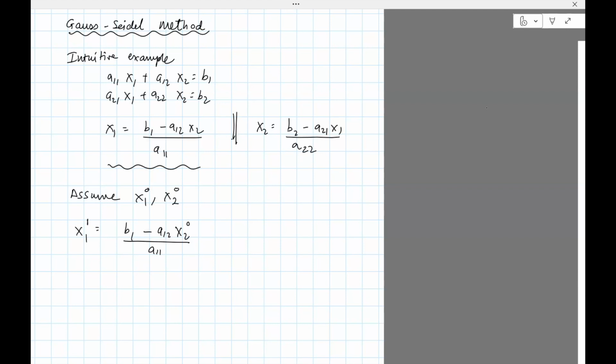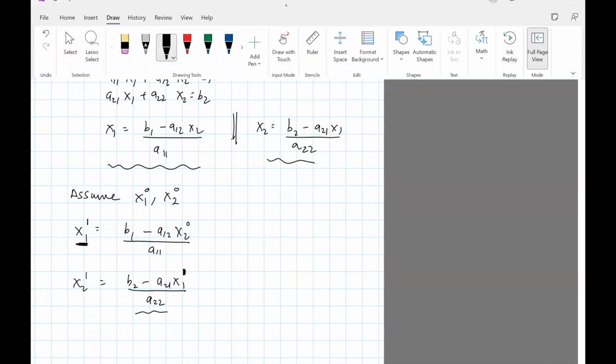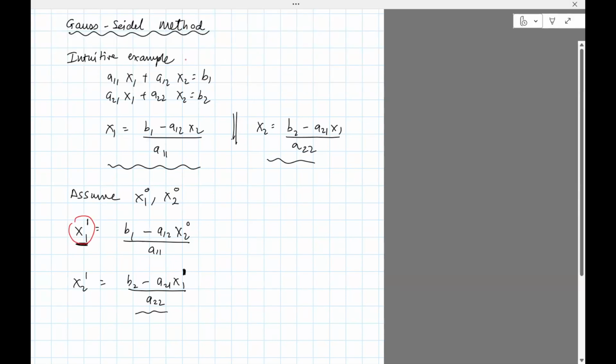Okay, now in the Jacobi iterative method, what we did was we took the second equation and we did this. That's the second equation. We did this. So what Gauss-Seidel does is it says that you already have an estimate for x1 superscript 1. Why use the old estimate? So it just replaces this with x1 superscript 1. So that's the only difference. This goes in here. So that ends iteration 1.